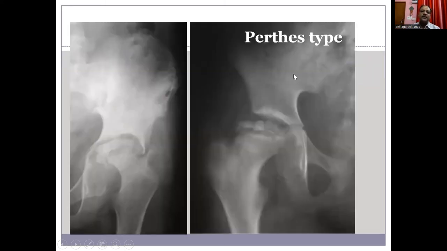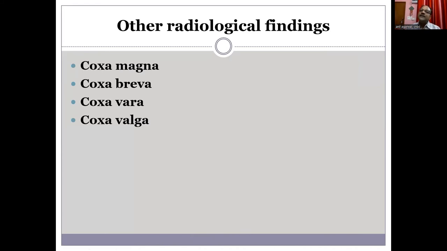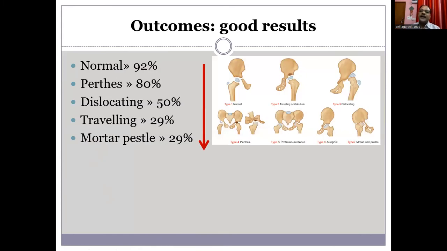So this is what the Perthes type will look like. You can appreciate a very typical presentation, and the diagnosis is obvious only on biopsy. You can't distinguish between these 2 on a radiograph. There can be other radiological presentations as well, such as coxa magna, breva, vara, and valga. And as with all classifications, as you move from normal to more complex types, your outcomes will worsen and you will have a poor prognosis.